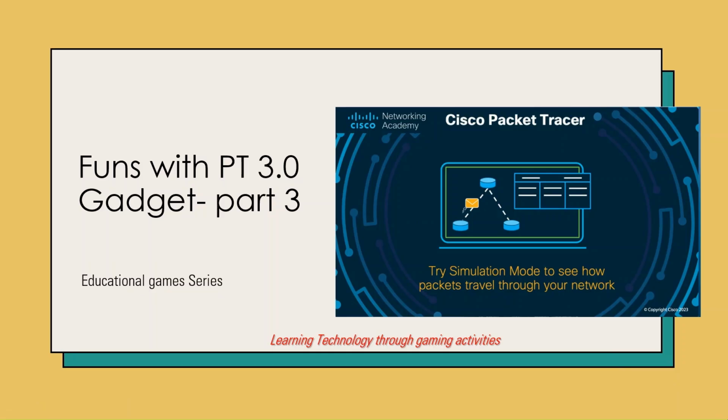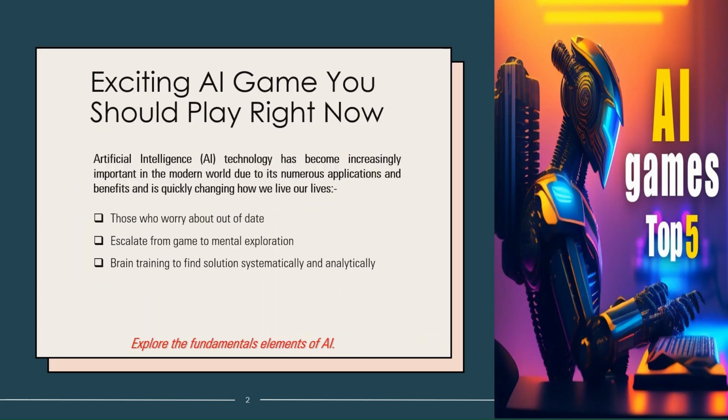Today we'll play deeper about the Wi-Fi network. Artificial intelligence (AI) technology has become increasingly important in the modern world due to its numerous applications and benefits, and it is quickly changing how we live our life. Few reasons we need to consider. First of all, to worry about up to date. Next, escape from game to mental exploration. Last but not least, brain training to find solutions systematically and analytically.